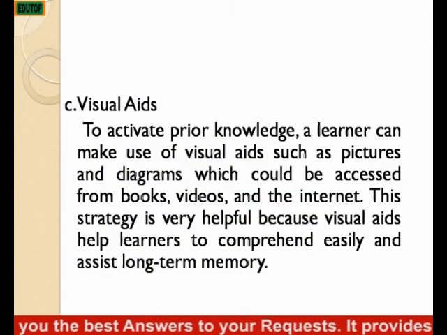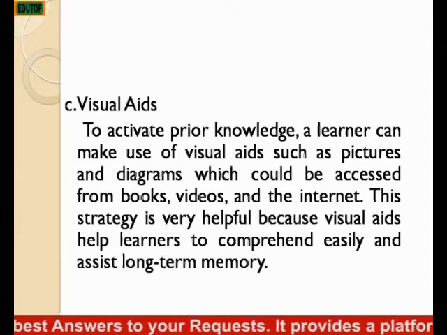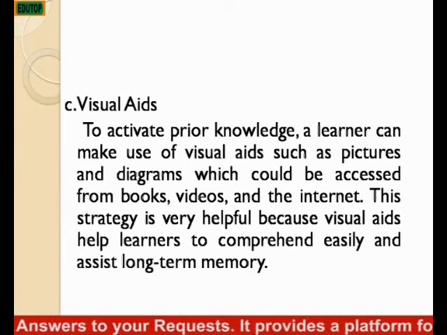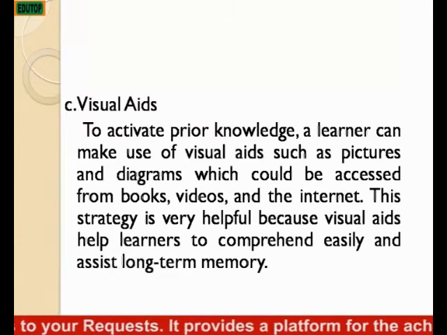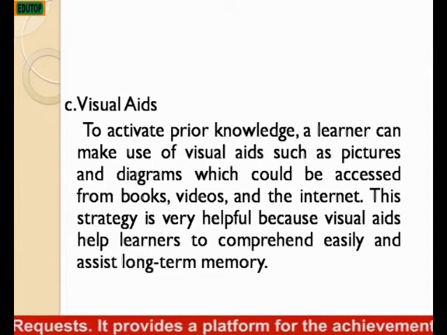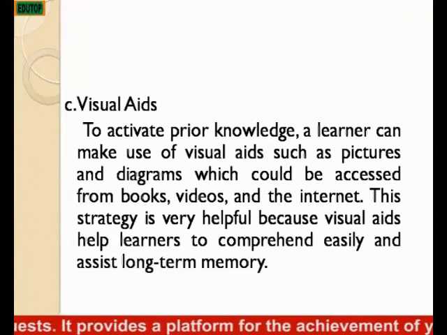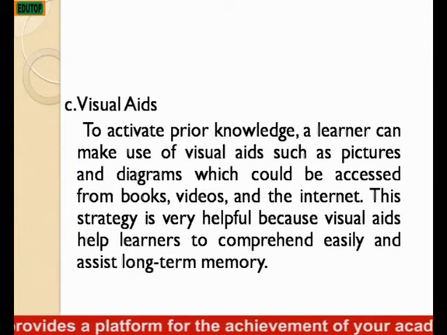The third one is visual aids. To activate your prior knowledge, you can make use of visual aids. You can use visual aids such as pictures, diagrams, and tables that could be accessed from books, videos, and the internet. Through this, you discover that you have a picture of what the book entails.